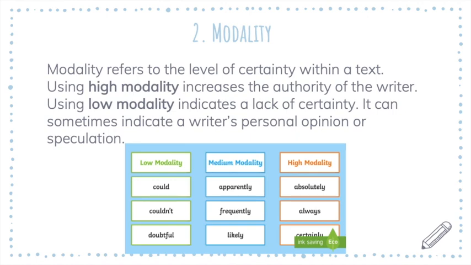Notice in the table there are low modality, medium modality, and high modality words listed. Low modality being words such as could, couldn't, or doubtful, and high modality being absolutely, always, and certainly. These are obviously only a few examples of low, medium, and high modality words.